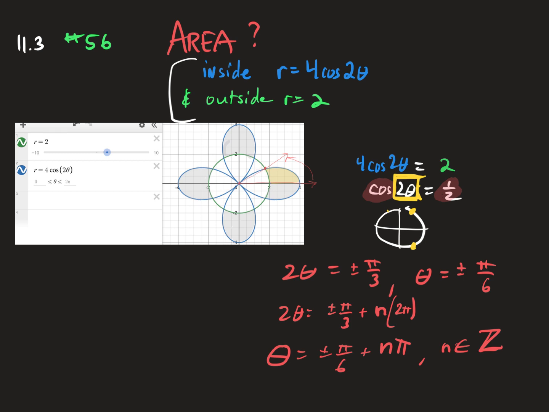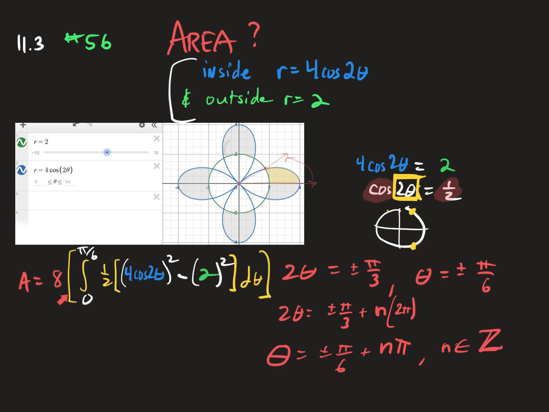So here comes the final answer. The area of all those gray regions will be 8 of these yellow things. So 8 of those yellow things, which go from 0 to pi over 6, 1/2 times the blue radius squared minus the green radius squared, d theta. And this is a calculator problem, so you can enter that into your calculator, and we should get the area is approximately 15.306 square units.